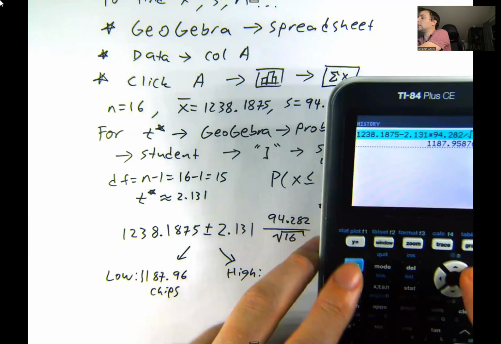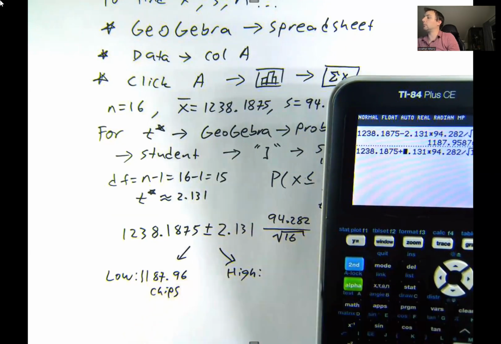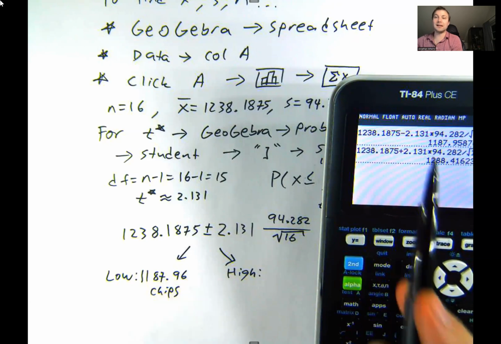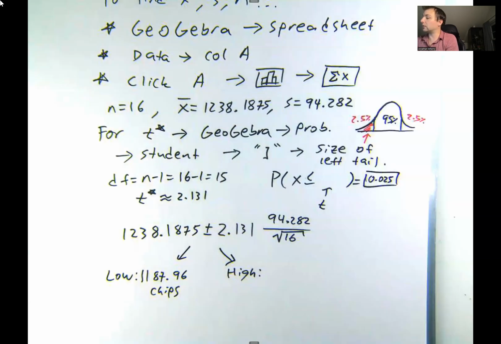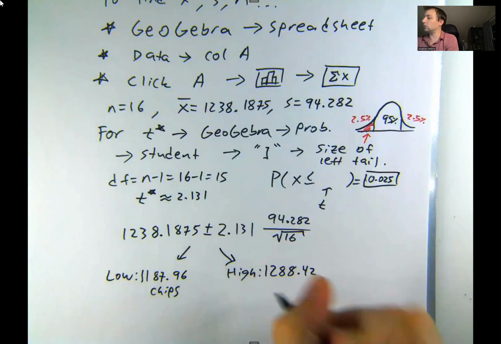If I change this minus to a plus, and on a lot of calculators, you can hit up to just move to that previous line and then change that minus to a plus like that. I get a high value of 1,288.42 chips.